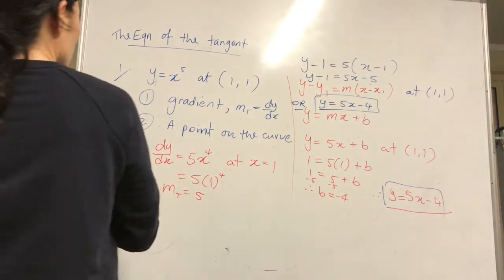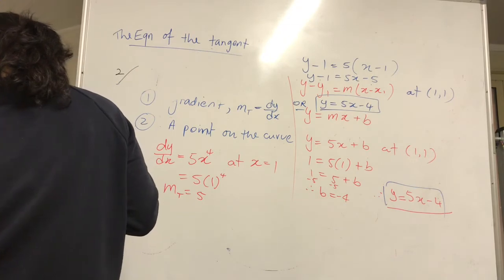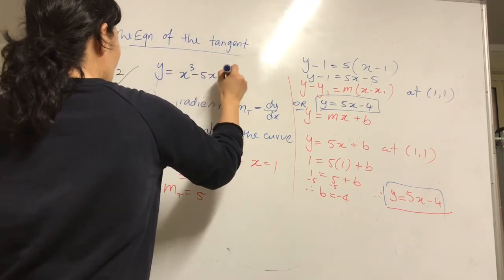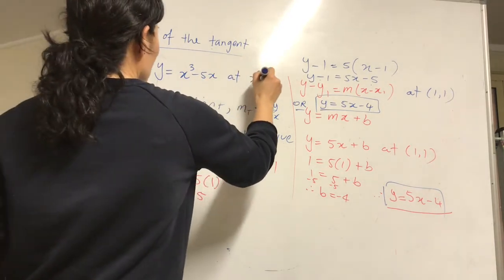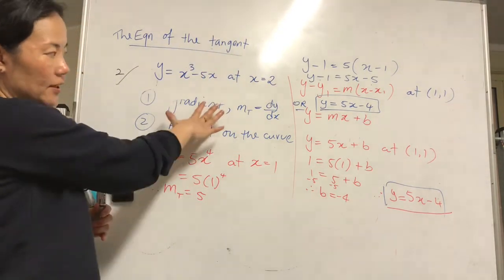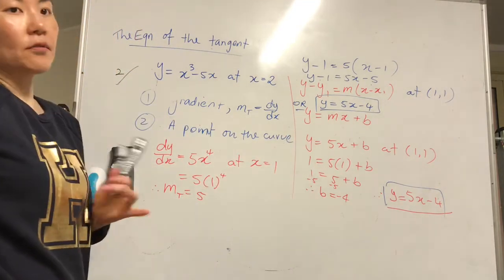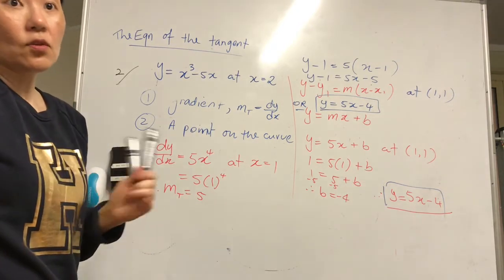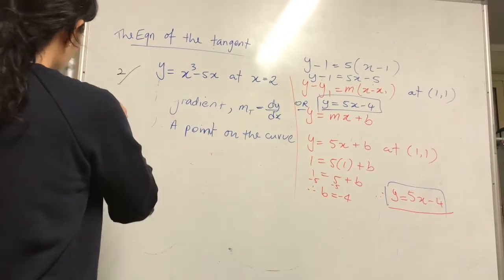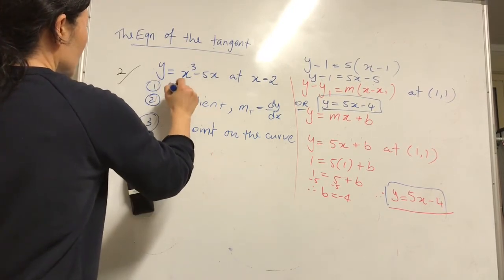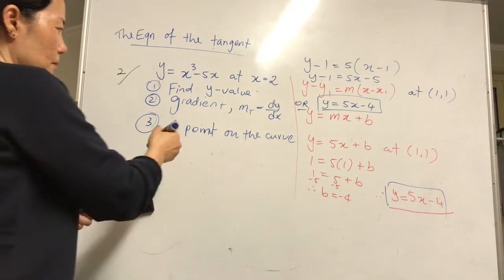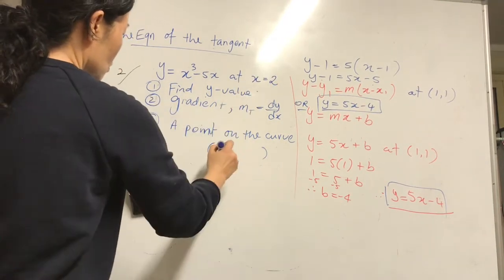Are we okay with this? Yeah. So I'm going to change this one. Let's see. y equals x cubed minus 5x at x equals 2. This time I'm just giving you the x value only. So it'll be okay for gradient, but when you have to use the point gradient formula, you need the y value, don't you? So it's a good idea to find the y value before you start. So number one, find the y value first, and then find the gradient, and then a point on the curve, which is, we got 2, but we don't know what y is.